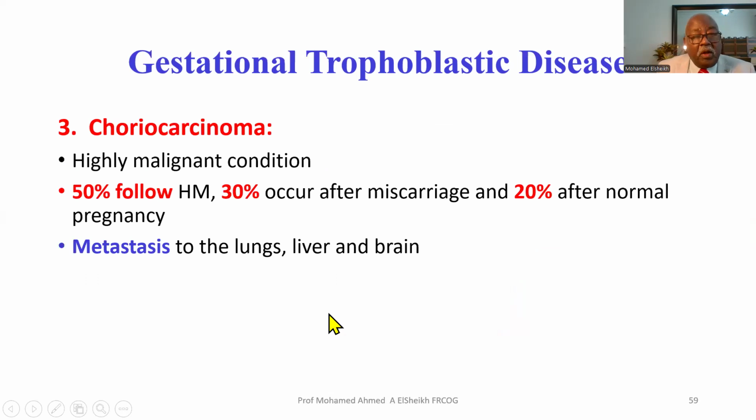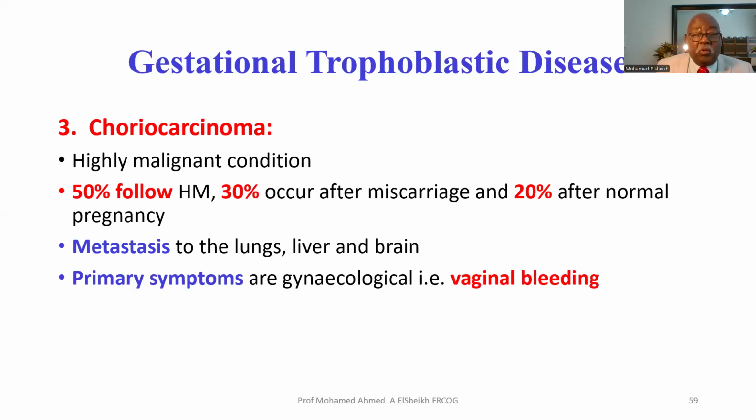Choriocarcinoma, the third one, is a highly malignant condition. It can follow a hydatidiform mole, whether partial or complete. Yet it occurs after miscarriage and sometimes after normal pregnancy and delivery. And this is a point where, when we discuss postpartum hemorrhage, especially secondary postpartum hemorrhage, we should be aware that, in a rare situation, choriocarcinoma could occur after a normal pregnancy and normal delivery.